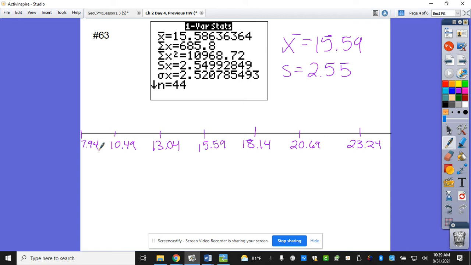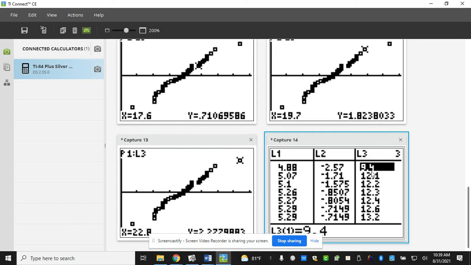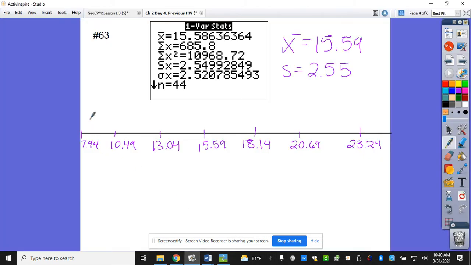I also showed you how to sort in Google Sheets if you needed to. But at this point, I would want to sort. So stat, sort A of whatever list it's in. And it says done. Mine's in list 3 here. So if these are in order, I'm looking at this versus these numbers. So how many numbers are below 7.94?